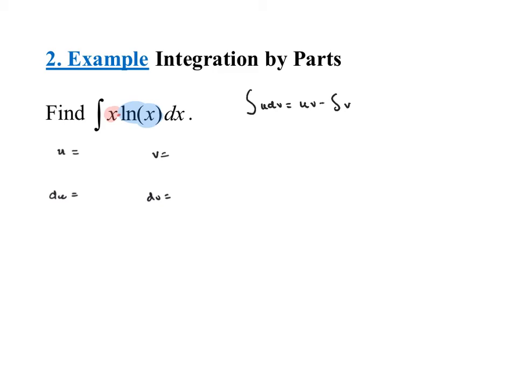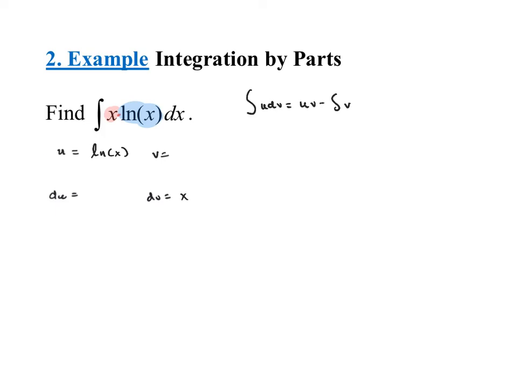A lot of you might say the integral of natural log of x is 1 over x. That's not true. That's the derivative of natural log of x. Remember, you're trying to integrate the natural log of x. So this choice, u being x and dv being natural log of x, will not work because I cannot integrate the natural log of x. So what do I have to do? I have to try it the other way. Let's try letting u be natural log of x, and let's try letting dv be x.